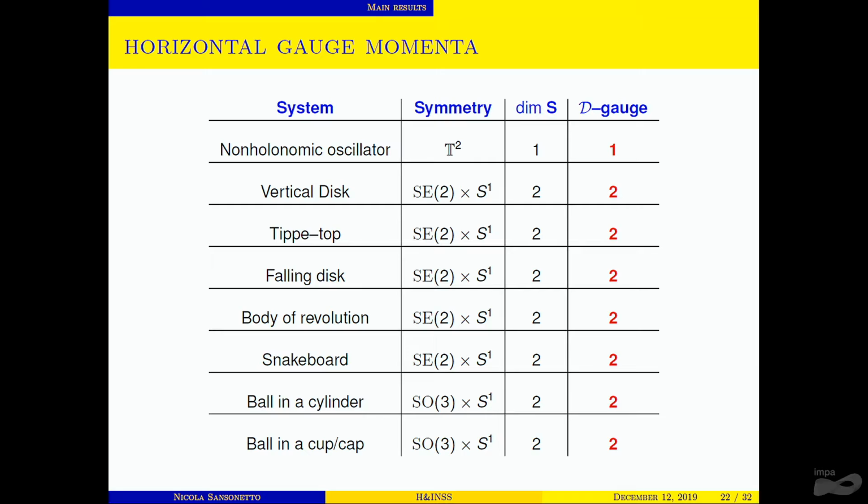Then the tippe top has this property as well. This is the symmetry group. The dimension of the space is 2, and indeed it fulfills all the properties, and we can find two first integrals. I want to mention that for the tippe top, for the falling disk, for the body of revolution, and for the ball in a cup with a generic profile, we know that these two first integrals exist, but in general, we don't have their explicit form. They are given as solutions of the momentum equation. The momentum equation has this solution, but we don't know an explicit formula.